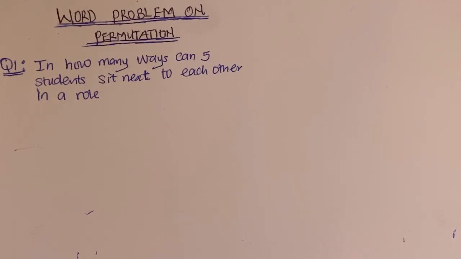Now what we actually need to understand is that as far as permutation is concerned, permutation is a number of ways of arrangement of particular items, or we simply say permutation is a number of ways through which an object can be arranged. Now, in this case, we have 5 students here, which indicates the object. Then, how can we arrange them in such a way that they are going to sit next to each other?